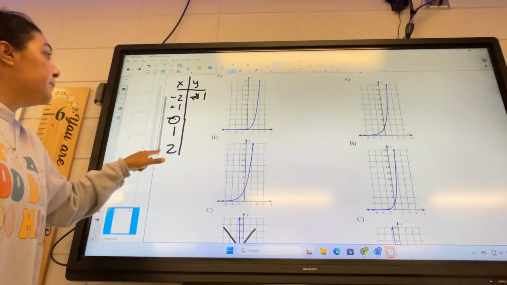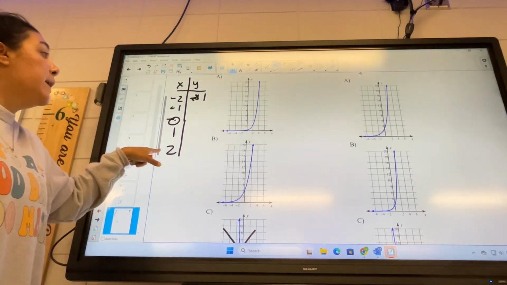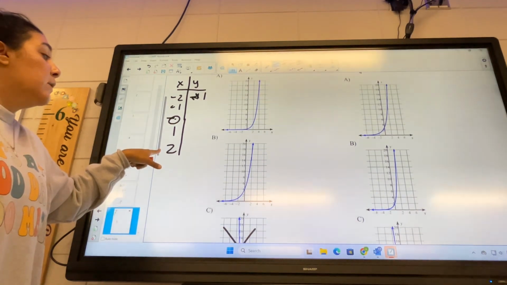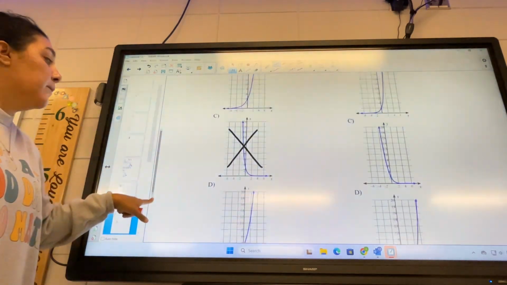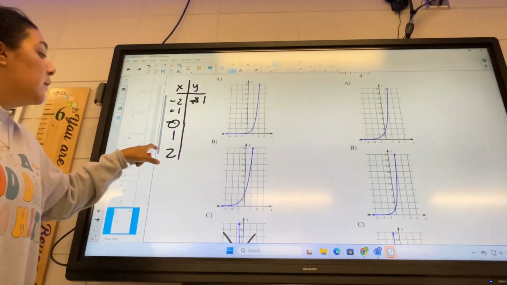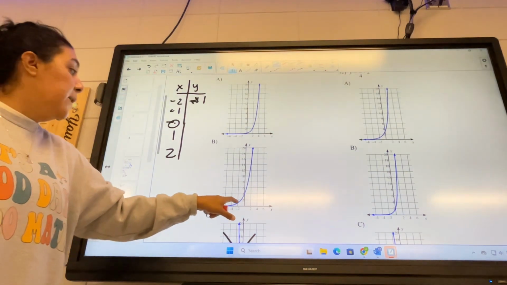So, if it's at -2 and +1, okay, which one works out? -2, +1. B works out, so here's my -2 line, and here's a +1.